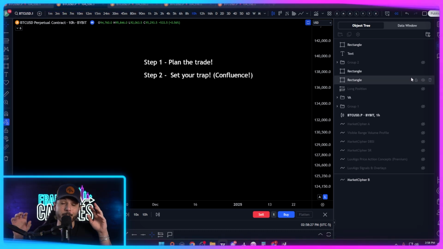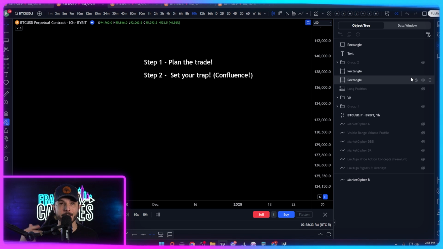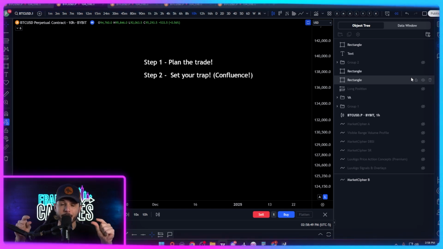Now, step number 2 is kind of part of your trading plan, but it's going to be to set your trap. And like I said, within the volume profile, we'll have 3 very key levels that we're looking at, and those are going to be our traps. We're only going to be looking for trades if price is coming into one of those zones. And these are areas where we have what we like to call confluence, which is where you have multiple levels of support or resistance coming in at a specific zone on the chart.